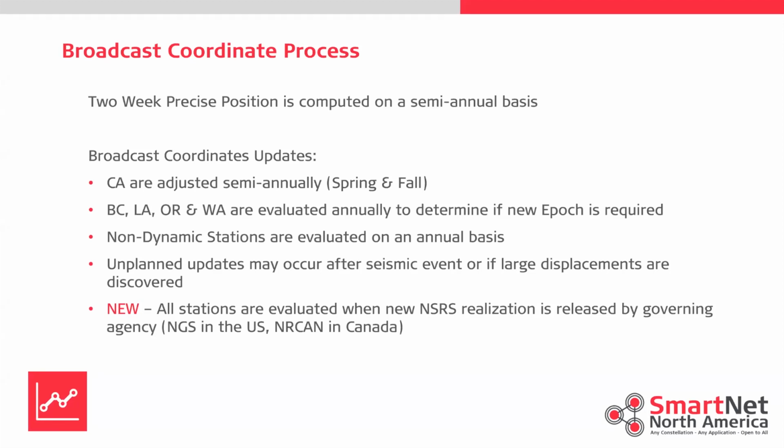The Ridgecrest earthquake in California just happened a couple of months ago. We are always looking to see what things look like. We were close enough to the fall adjustment that I don't think we made any changes, but this is something that we look at. Or if we find large displacements, if something triggers an alarm and we try to figure out what's going on, then we'll try to do that. And then when there's a new NSRS realization released by the governing agency, so NGS in the US or NRCan in Canada, this is when we would do processing coordinate updates, and this is what we're talking about today: the new realizations, new solutions.